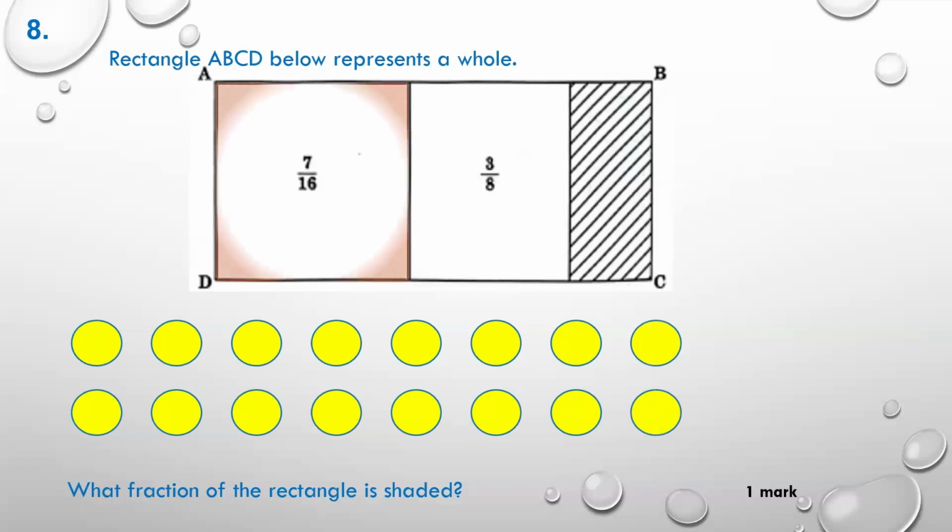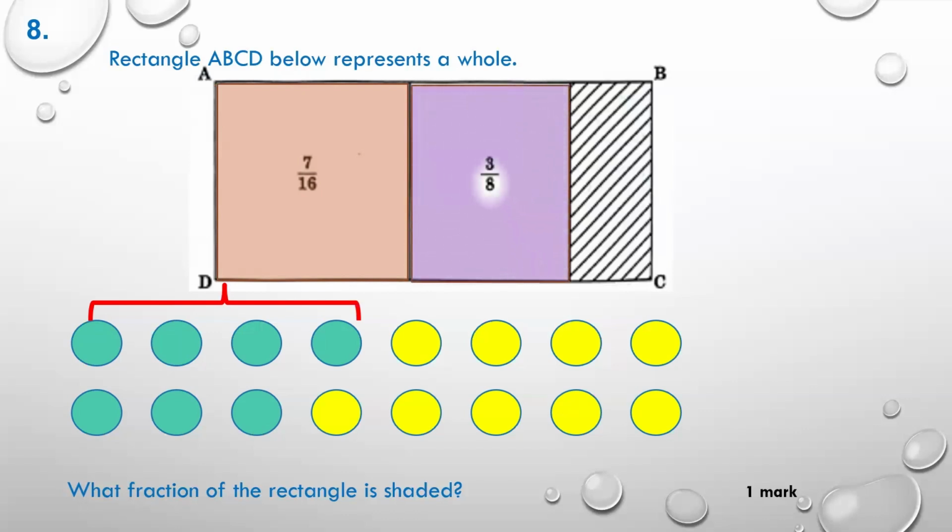And in this first part, that is 7/16. So we had 16 yellow circles. Let's consider that to be the whole. So if we want 7 of those, we'll have 1, 2, 3, 4, 5, 6, 7. So this first 7 represents the same thing as 7/16. Now what about the next part?